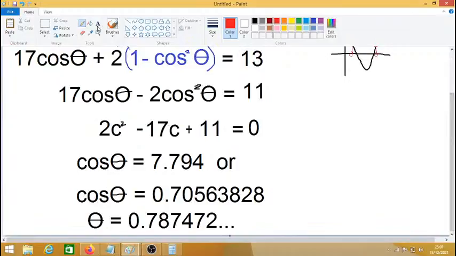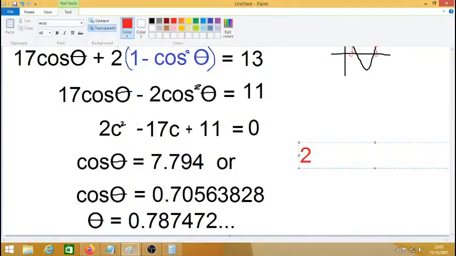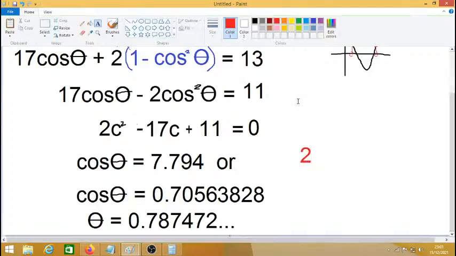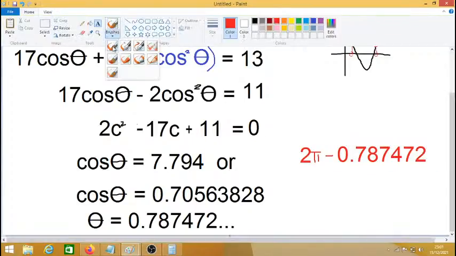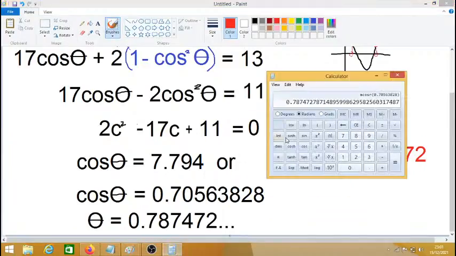So don't just stop at the first value. Generally with the cos graph, a very easy shortcut is to think of the whole graph as spanning 360 degrees, or in this case 2 pi, and just subtract your first answer from 2 pi. So type into your calculator 2 pi, take away 0.787472, and that'll give you a second answer. One answer isn't going to be enough to get you full marks on these kinds of questions.